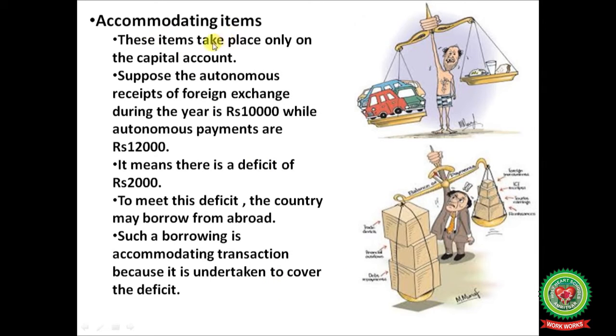Accommodating items. These items take place only on the capital account. Suppose the autonomous receipts of foreign exchange during the year are rupees 10,000, while autonomous payments are rupees 12,000. It means that there is a deficit worth rupees 2,000. So, to meet this deficit, the country may borrow from abroad. Such a borrowing is an accommodating transaction because it is undertaken to cover the deficit.